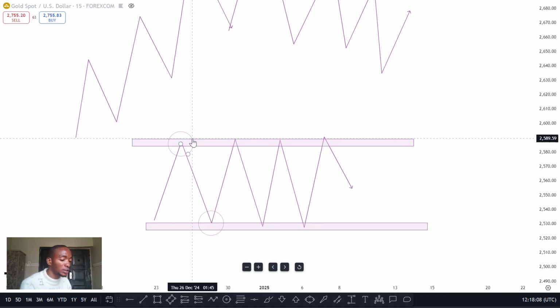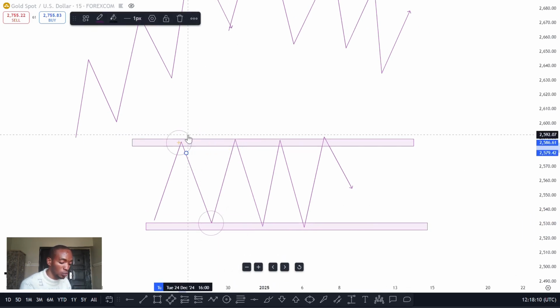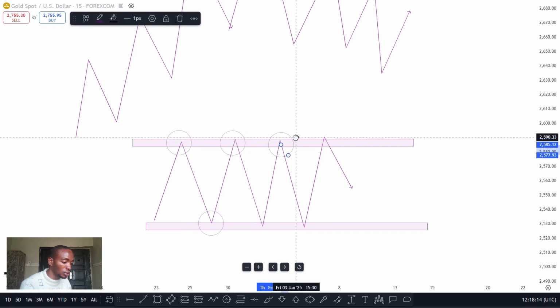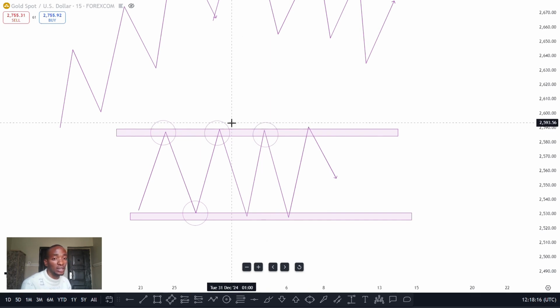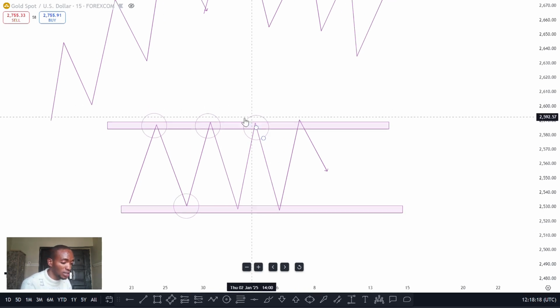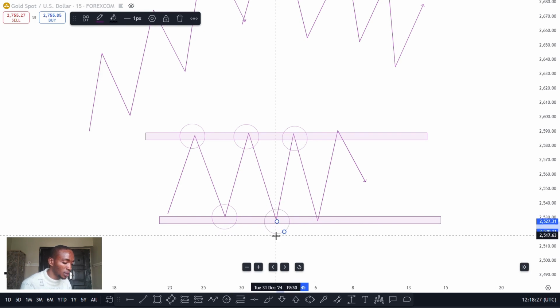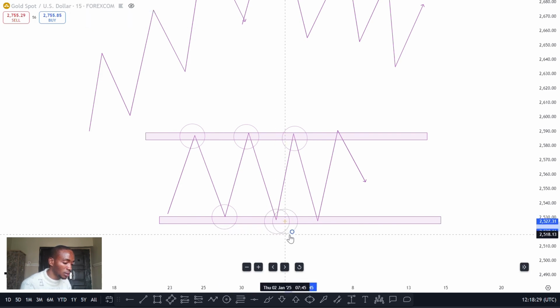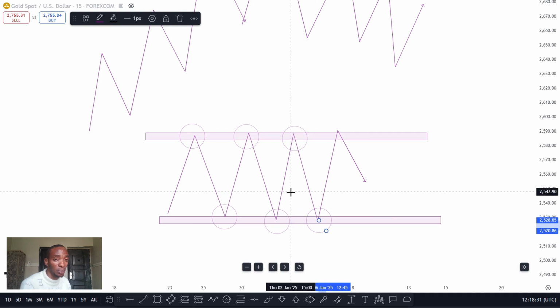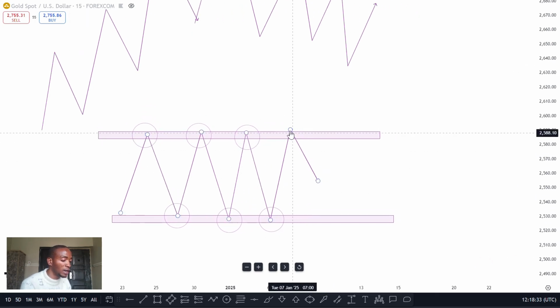Mainly when we have about three touches, we have one, two, three, you can say this resistance is a very strong resistance and count it as a valid support and resistance area. The same thing applies to this one. You can count one, two, and three, and count it as a valid support area. So when you have a fourth touch on this one, you can now decide to sell from this side.